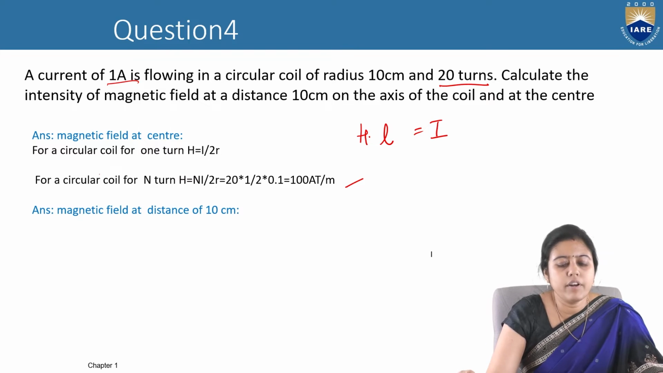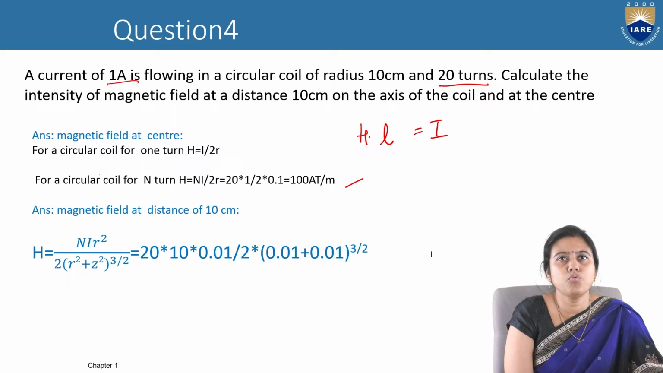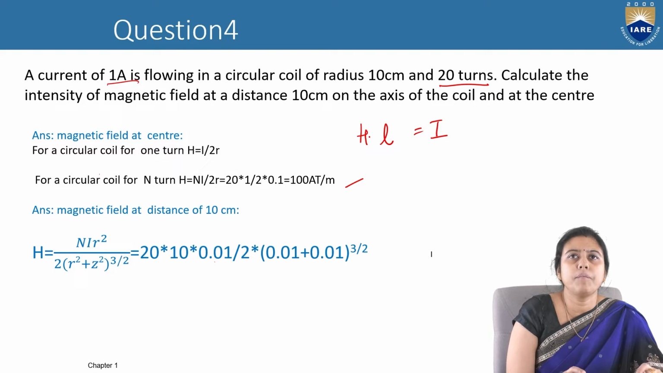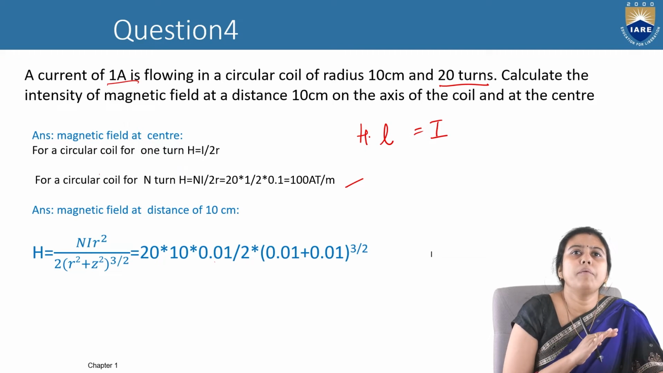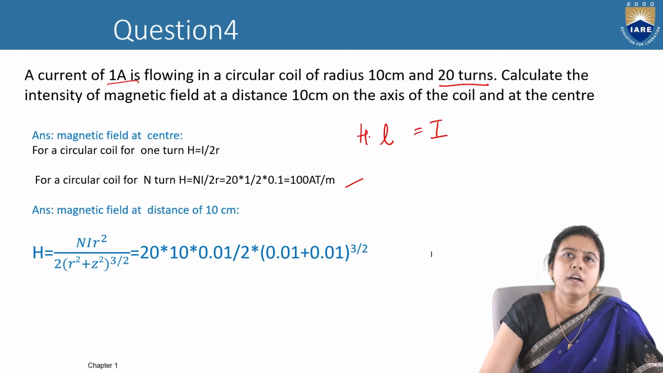Now calculate the magnetic field at a distance of 10 centimeters. What is the formula? The formula is N I r square divided by 2 into (r square plus z square) to the power 3 by 2. N value we know, I value we know, r square. If r is equal to 10 centimeters, we have to remember one thing: there will be no unit in centimeters. We have to convert it into meters.